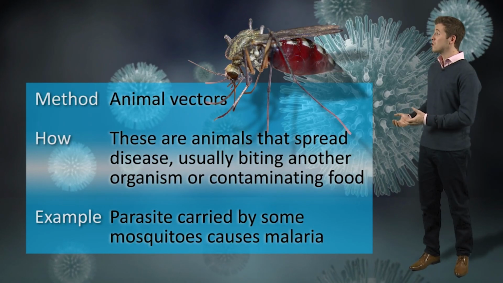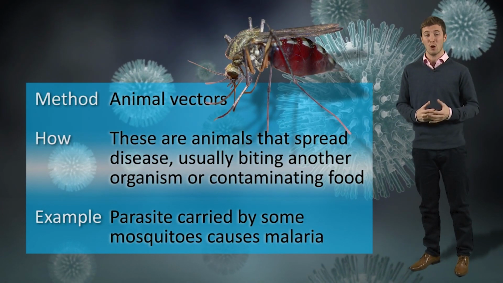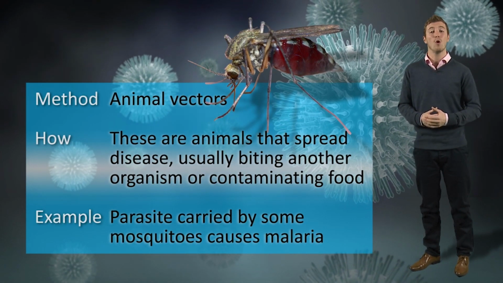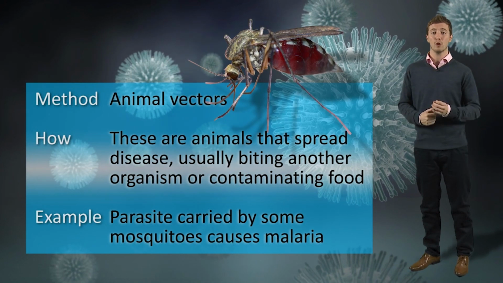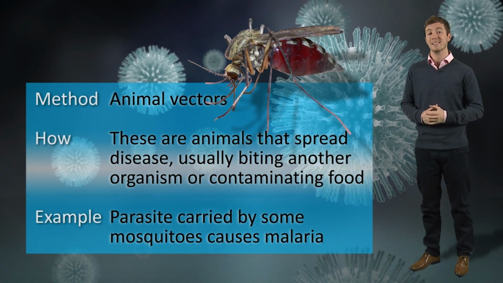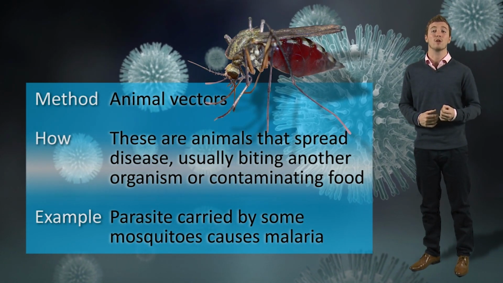And finally, animal vectors are another method of transmission. This is usually because animals spread disease, normally by biting another animal or by contaminating food. Good examples of this are parasites carried by some mosquitoes that can cause malaria.